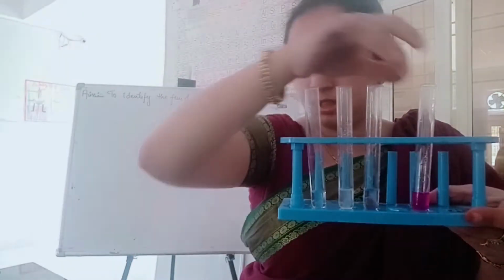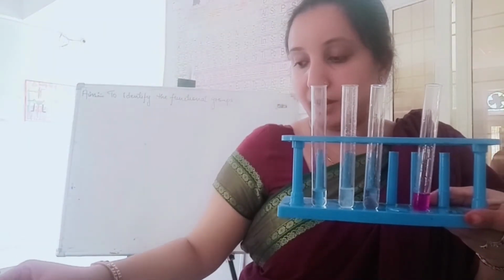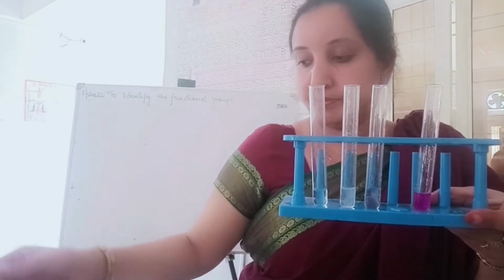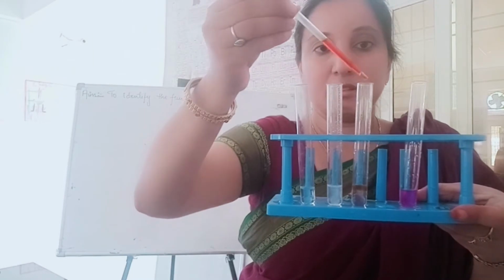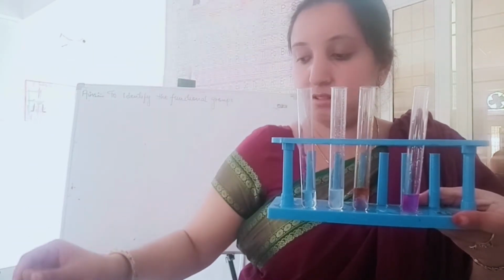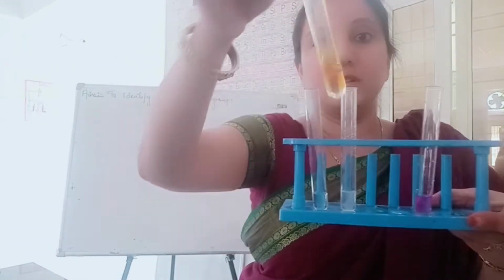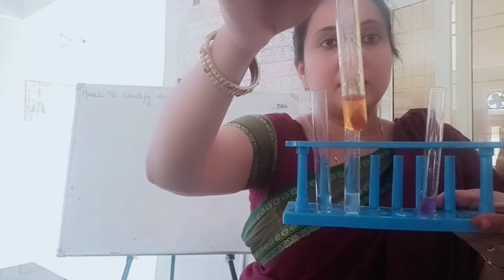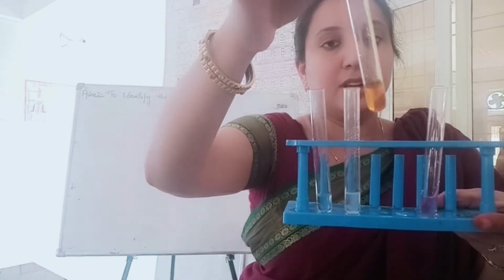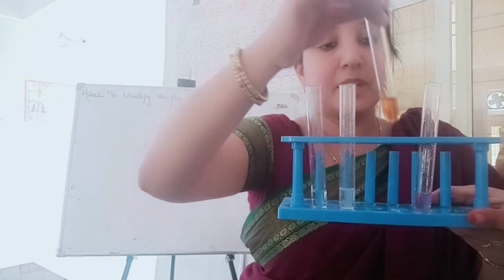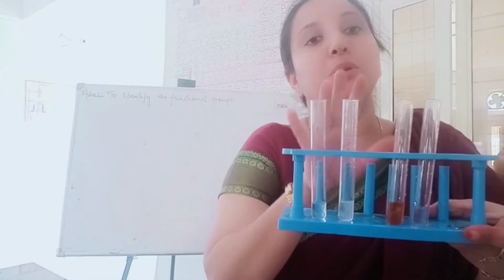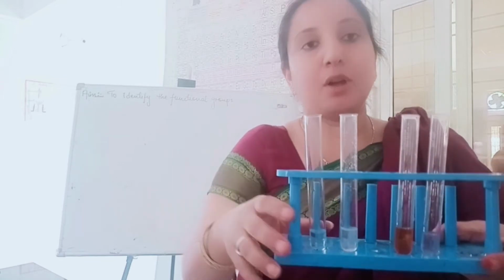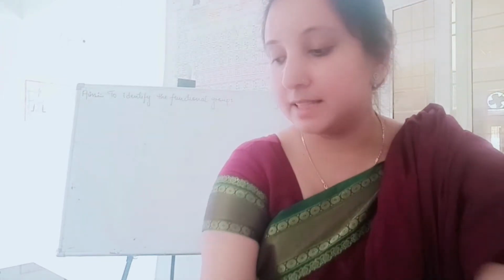Let's look at what happens with methyl orange. On adding methyl orange, it turned a yellowish color. So these were the tests for dilute NaOH, that is, for the bases. Now let's begin with the HCl.